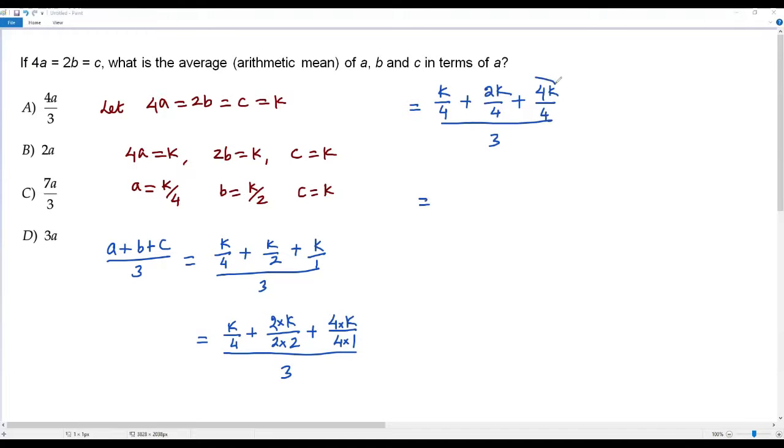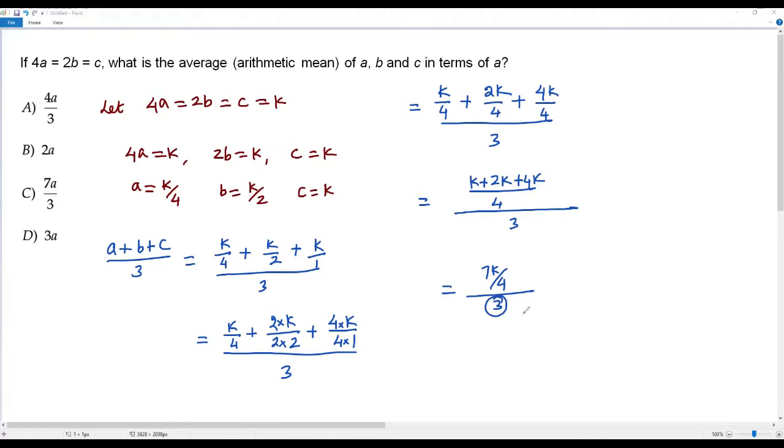Okay, now we have the common denominator 4 for all the three fractions. We can take the denominator in common, that is 4. We can add the numerators, that is k plus 2k plus 4k. Everything has to be divided by 3. So now when I combine k, 2k and 4k, I am getting 7k over 4 divided by 3.